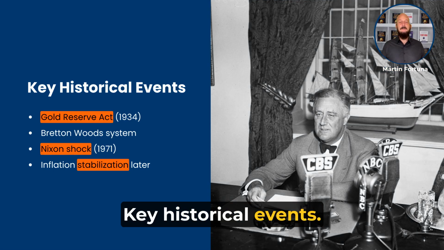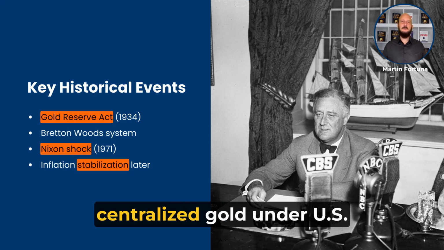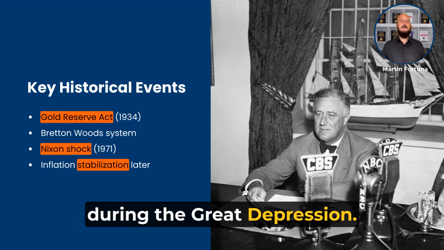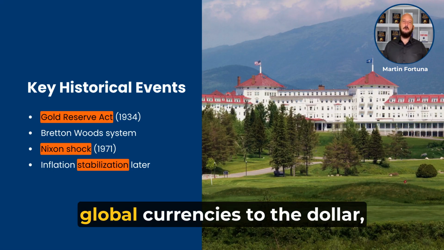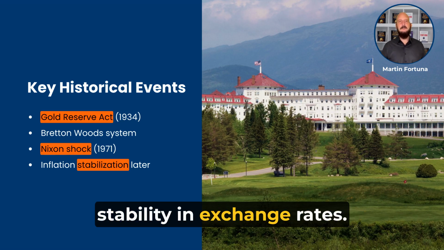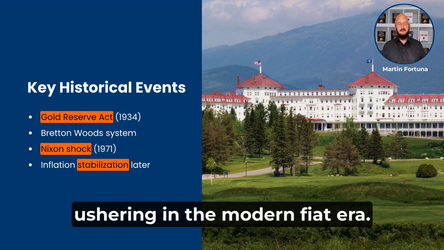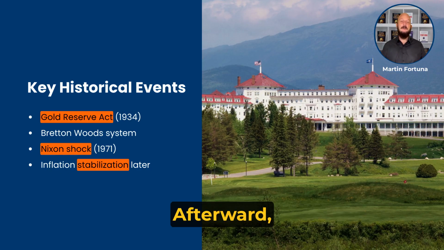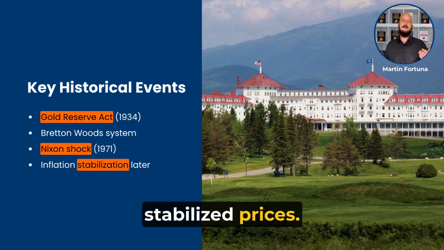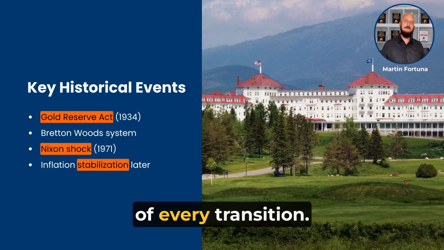Key historical events. Several key moments illustrate this. The Gold Reserve Act of 1934 centralized gold under U.S. government control, strengthening national reserves during the Great Depression. The Bretton Woods system linked global currencies to the dollar and the dollar to gold, creating decades of relative stability in exchange rates. Then came the Nixon shock in 1971, ending convertibility and ushering in the modern fiat era. Afterward, inflation surged until strong monetary policies eventually stabilized prices. Each of these events reshaped the global financial order, and gold was at the center of every transition.